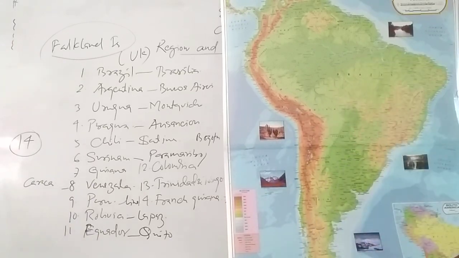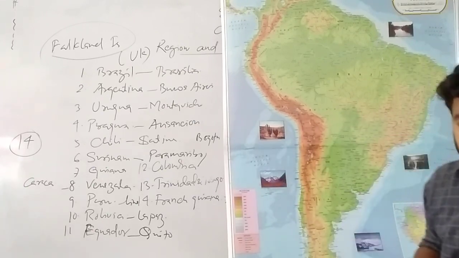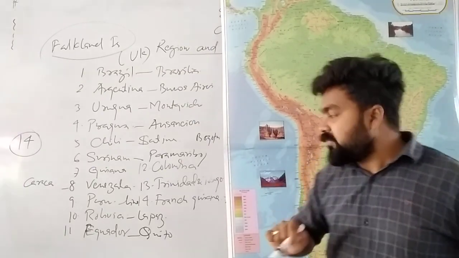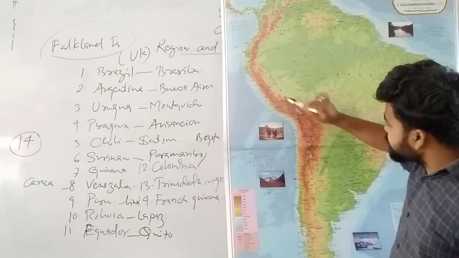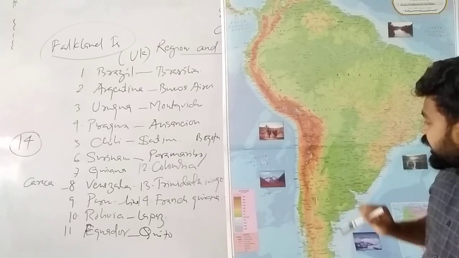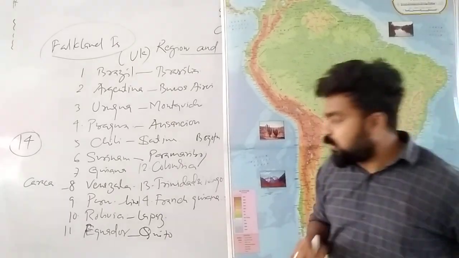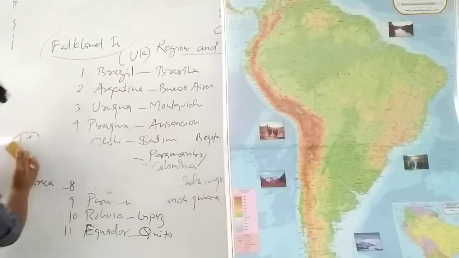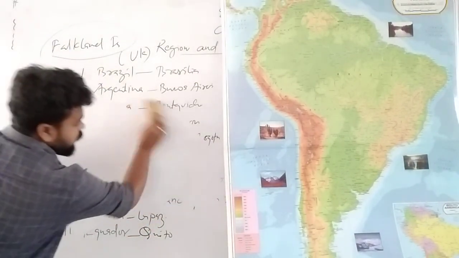Along with this, if we see the physical part, that means plateaus and plains. This mountain is there, and the Atacama Desert is there. This is the Atacama Desert. Again, we know Aconcagua. What is the highest point?